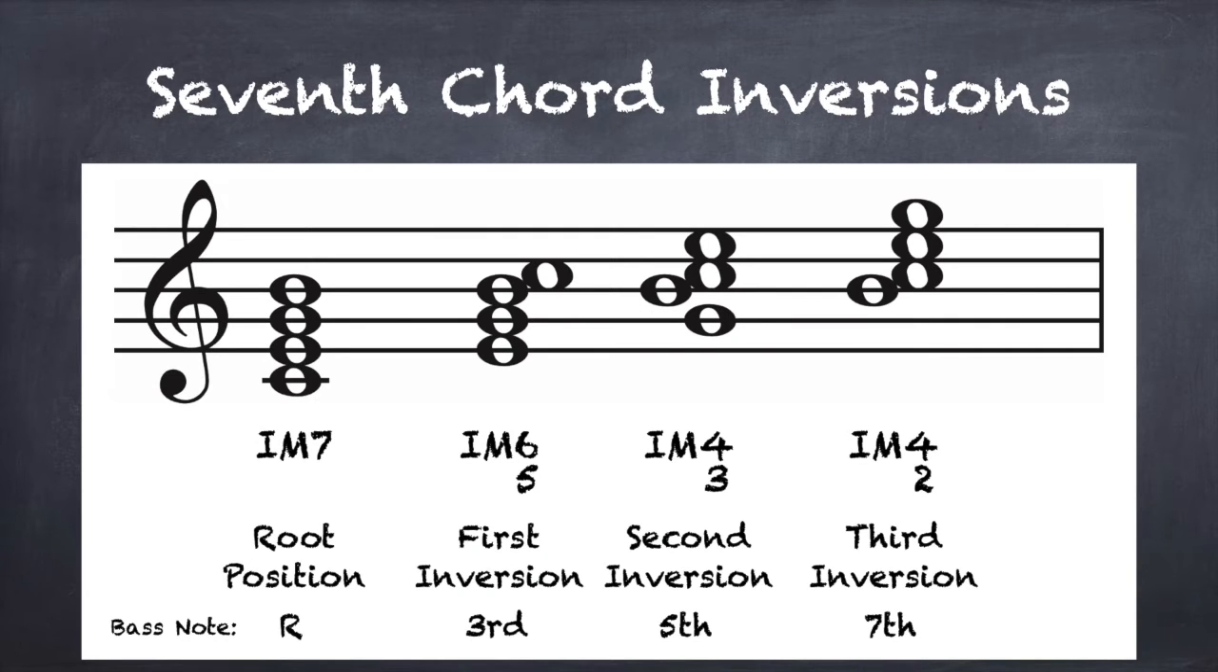In the example below, the C chord is shown in each inversion, with C in the bass, then E, then G, then B. Each of these voicings of this chord produces a different sound, so these are indicated in the chord symbols as shown below.